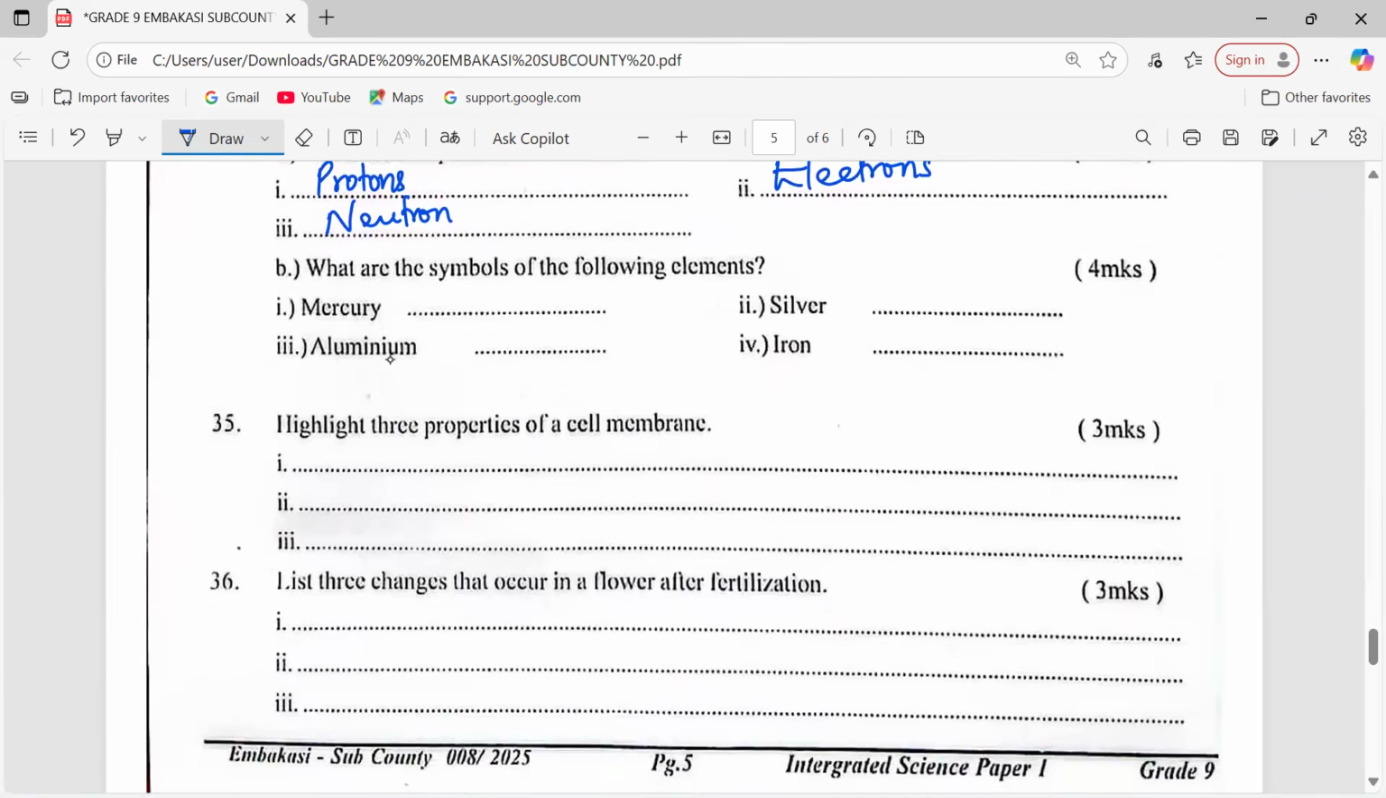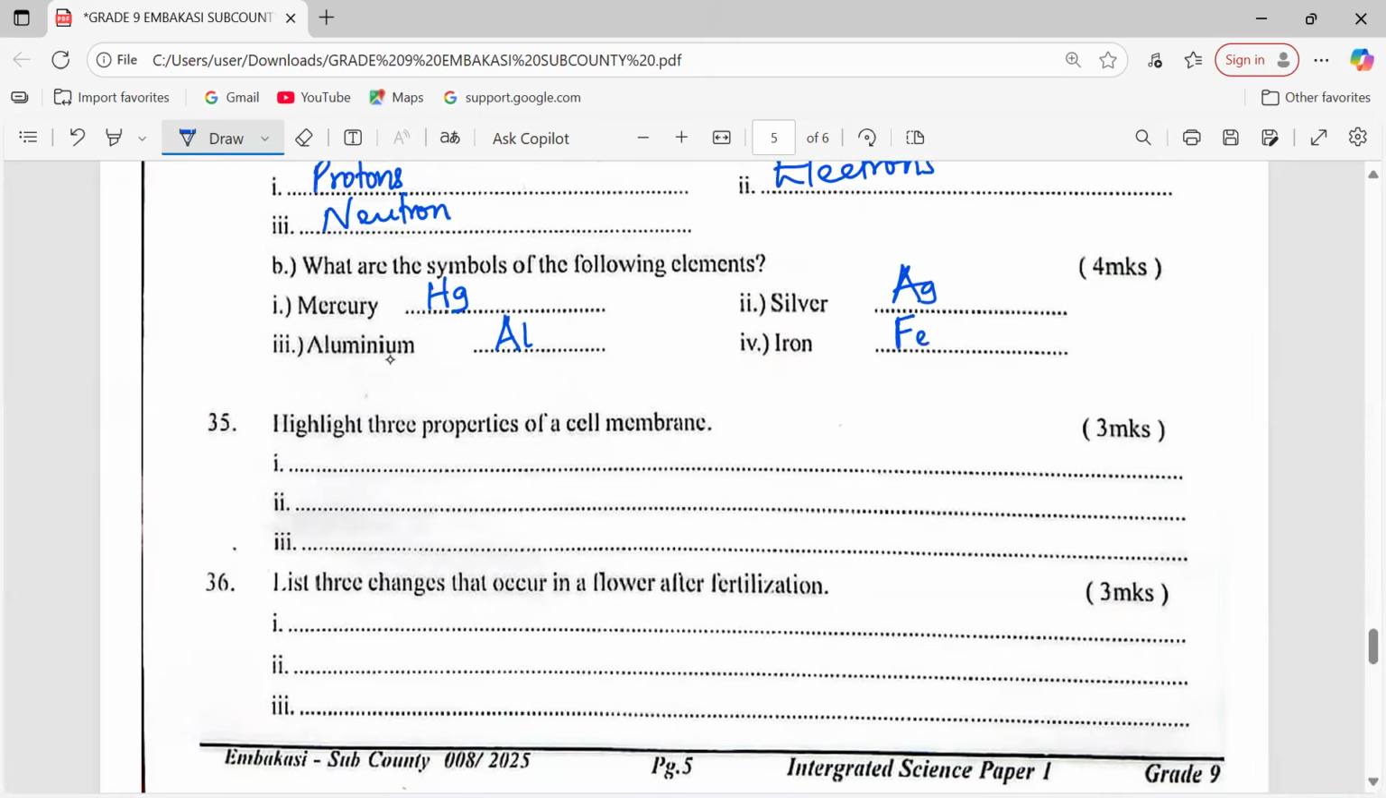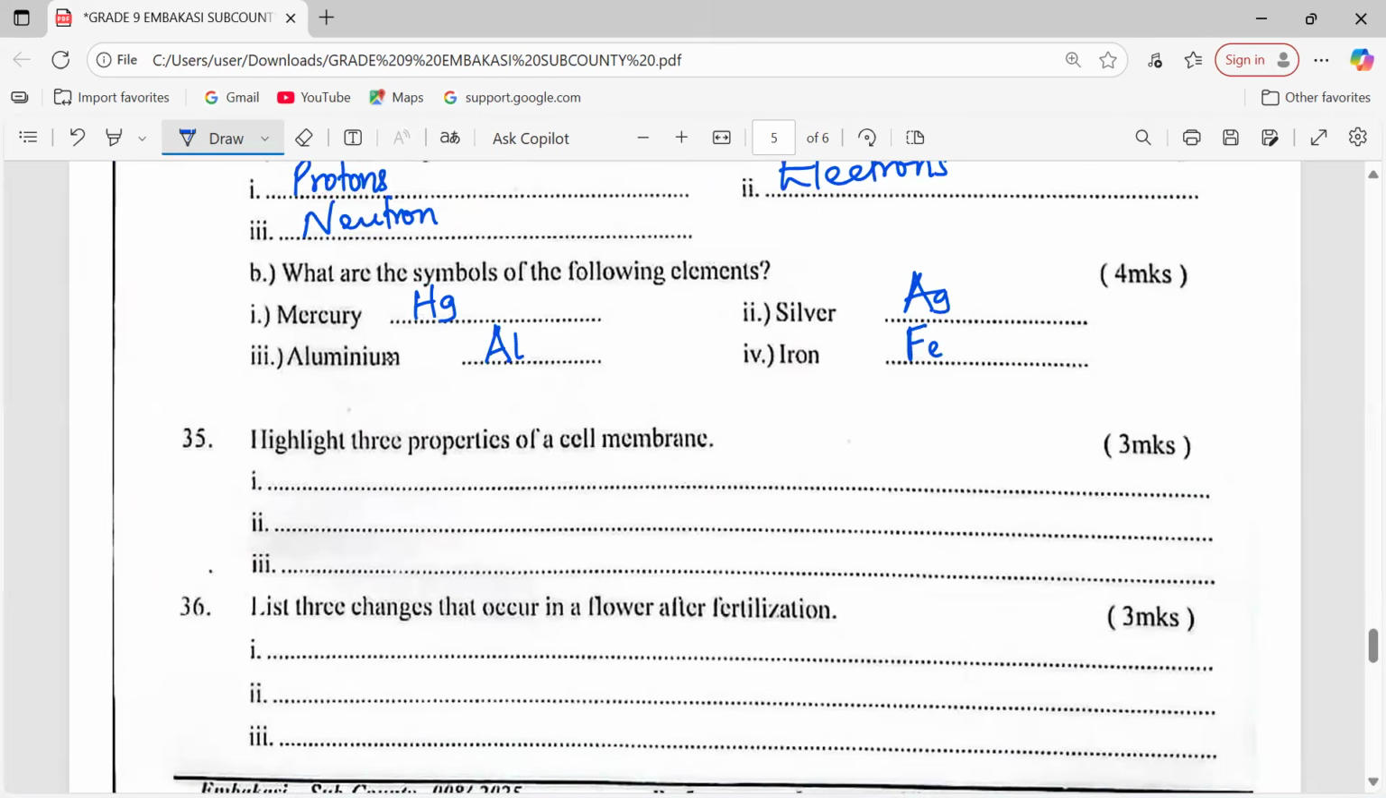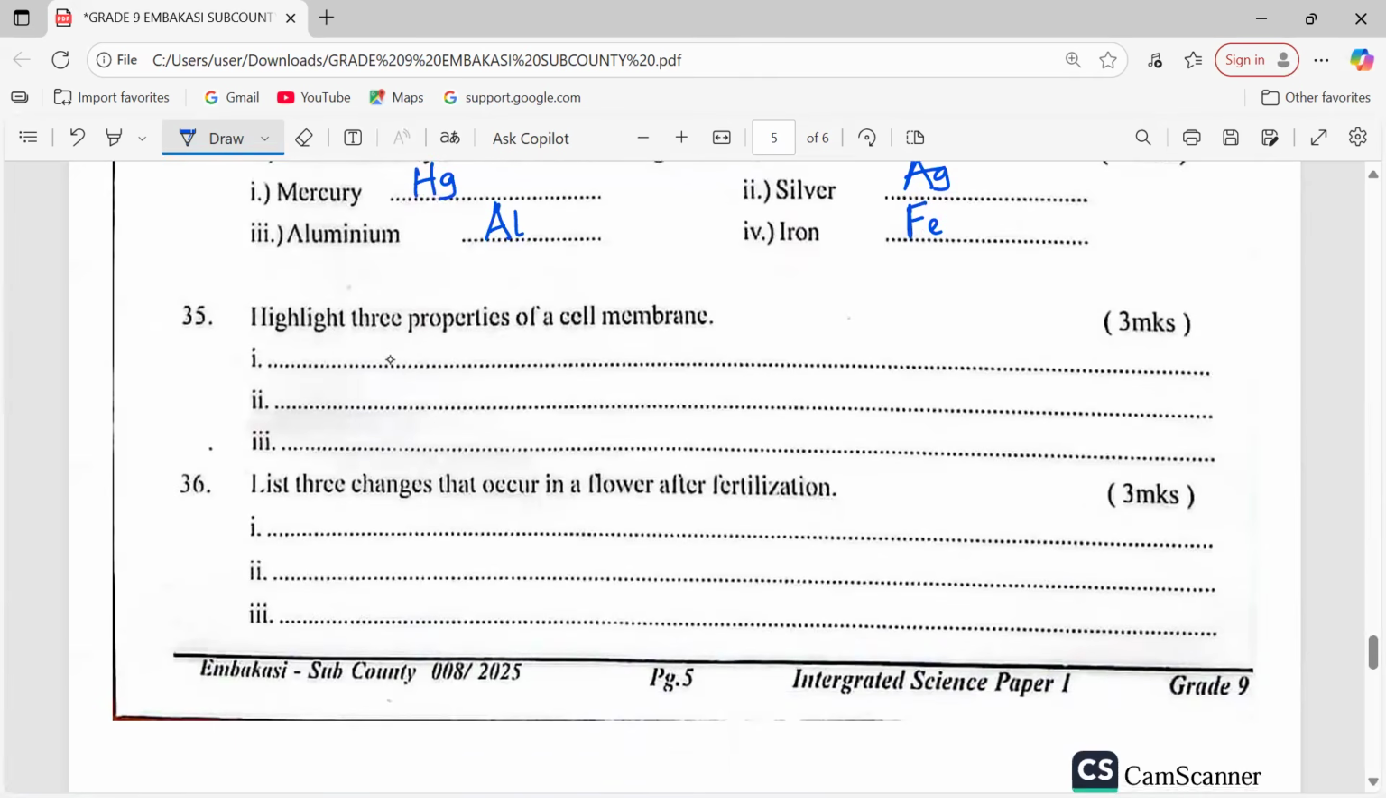Part B of the same. What are the symbols of the following elements? Mercury, we talk about Hg, aluminium, Al, silver, Ag, and iron, Fe. So these are the chemical symbols for the said elements, respectively.